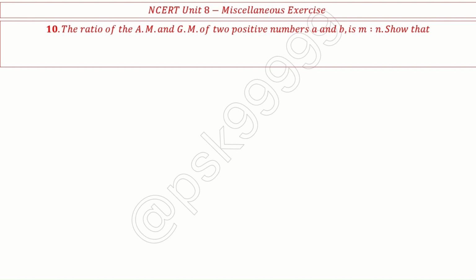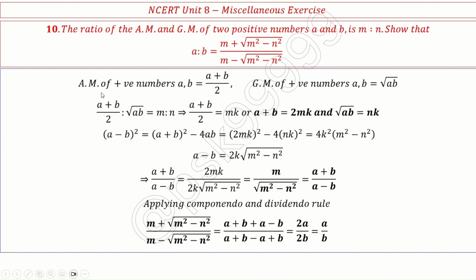The ratio of arithmetic mean and geometric mean of two positive numbers a and b is m is to n. Show that a is to b equal to m plus square root of m square minus n square divided by m minus square root of m square minus n square. So this also you can easily prove using componendo and dividendo. Okay, so the arithmetic mean of a and b is (a plus b) by 2. Geometric mean is square root of ab. Once you know this, (a plus b) by 2 in ratio with square root of ab is m is to n, which means if I take (a plus b) by 2 as mk, some constant k, a plus b equal to 2mk, then square root of ab is nk, correct? Same constant, n into k.